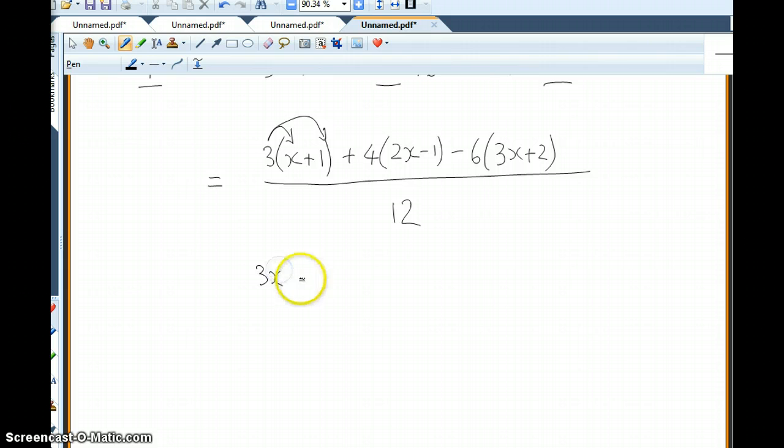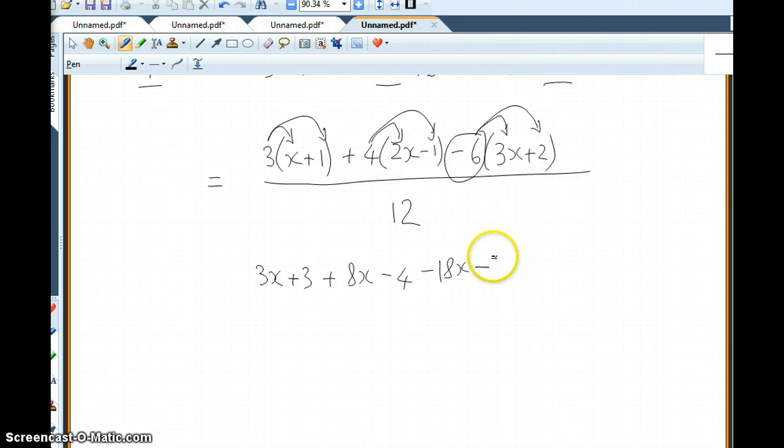3 times x. 3 times 1. 4 times 2x. 4 times minus 1. Minus 6, don't forget the minus, times 3. And minus 6 multiplied by positive 2. Negative 12. All over 12.